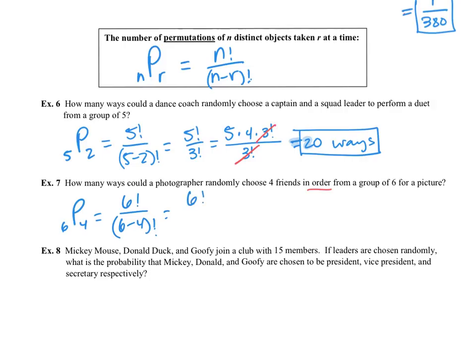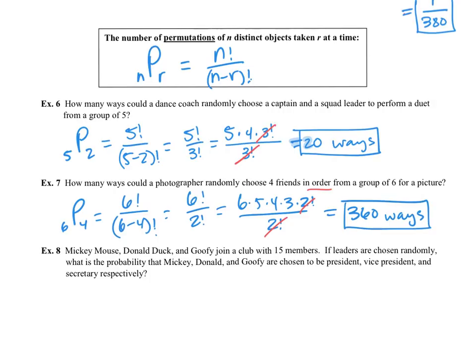So it would be 6 factorial over 2 factorial, or this would be 6 times 5 times 4 times 3 times 2 factorial over 2 factorial. So we wrote it out like that so we could cancel the 2 factorials. And then we'll take 6 times 5 times 4 times 3, and we will get 360. So we were asked, how many ways can that happen? There are 360 ways that a photographer could choose 4 friends from among 6 in order.